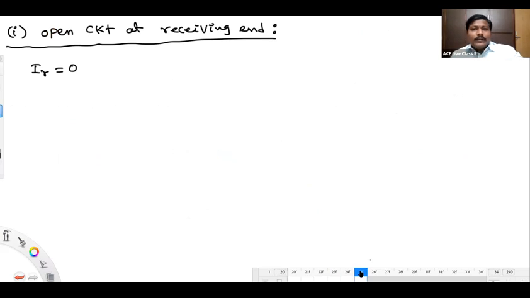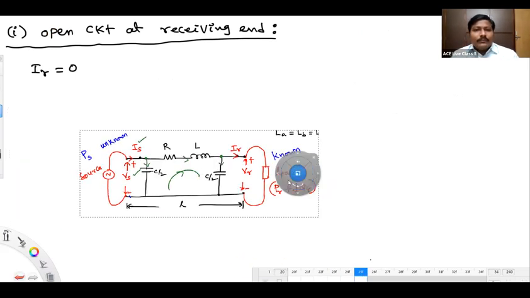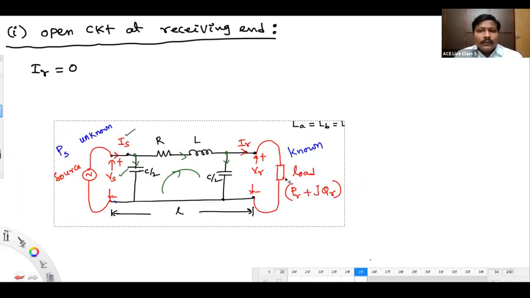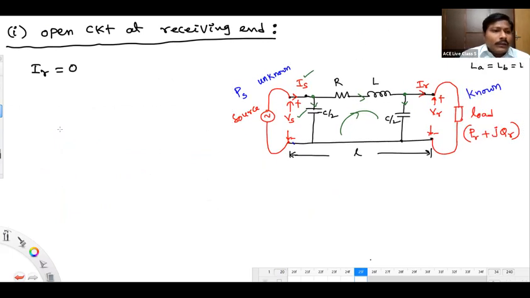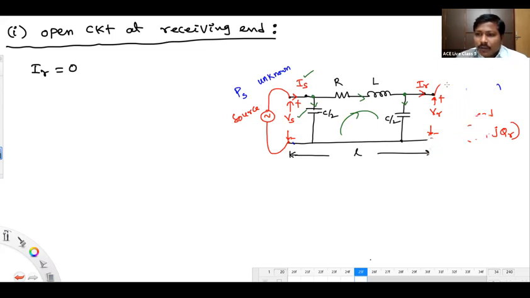Just look here. I'll show this diagram as a small one. So after making that IR current equal to 0 means load was removed completely. I am saying, load was removed completely. You need not draw, just listen here.